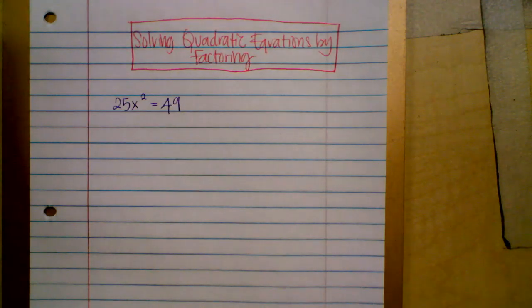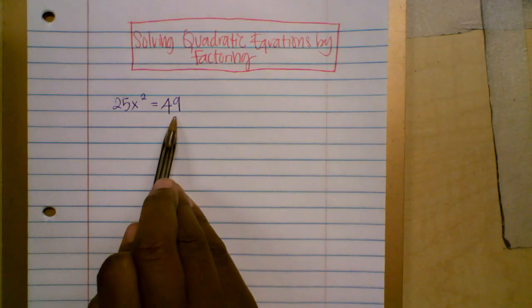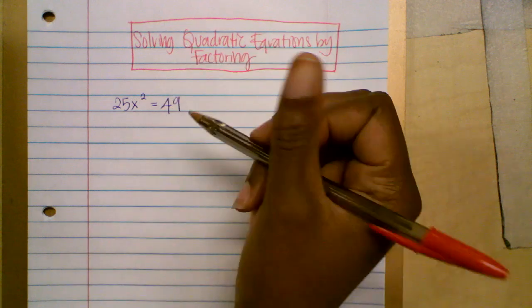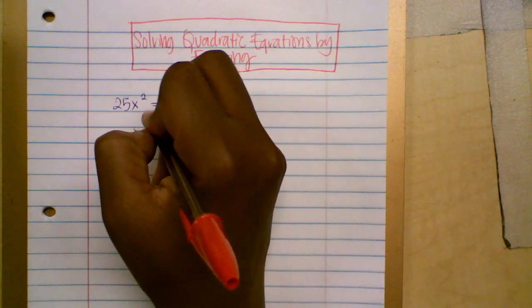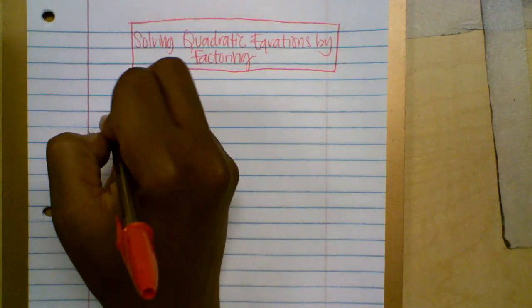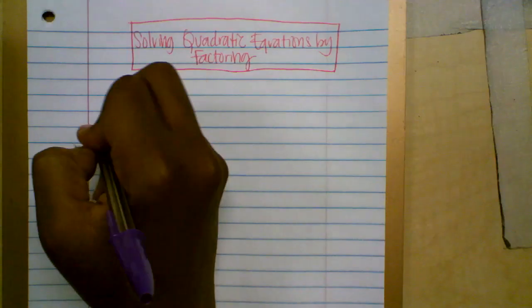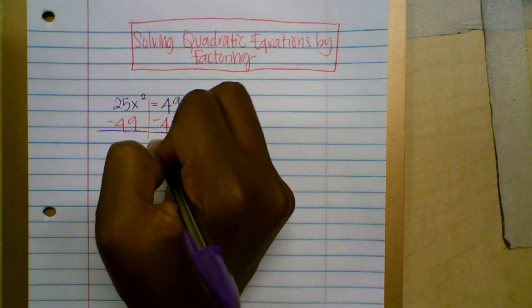So let's go over step one. Step one is to write the equation in standard form. For this equation to be written in standard form, what do we need to happen? The right side needs to be equal to 0. So to undo positive 49, I'm going to take away 49 by subtracting 49 on both sides. As you can tell, now the right side is equal to 0.